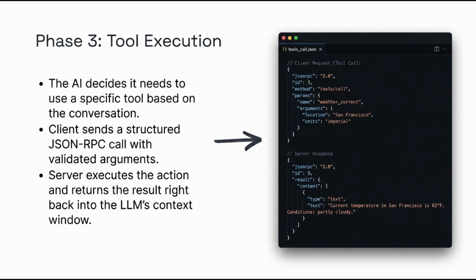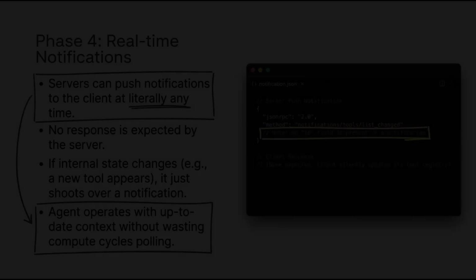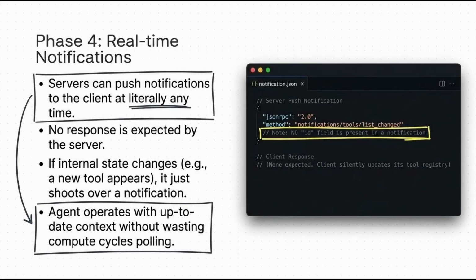And to make this even more robust, MCP fully supports real-time notifications. Because MCP uses JSON-RPC under the hood, a server can push notifications to the client at literally any time without expecting a response. If a server's internal state changes, say a brand new tool suddenly becomes available, it just shoots over a notification. This means your AI agent is always operating with the most up-to-date real-world context, and it does it without wasting valuable compute cycles constantly polling the server to ask, hey, anything new yet?